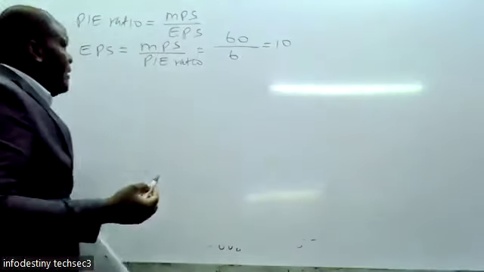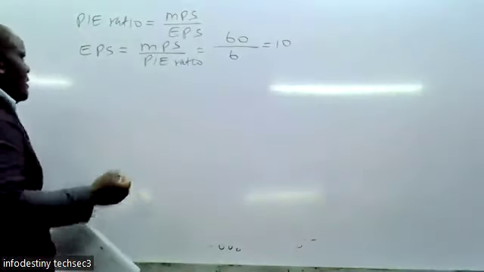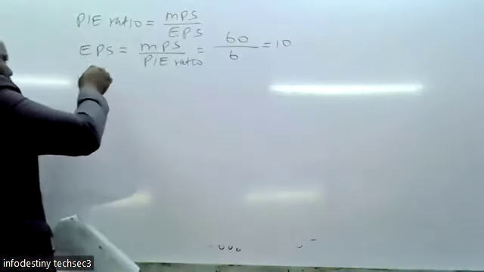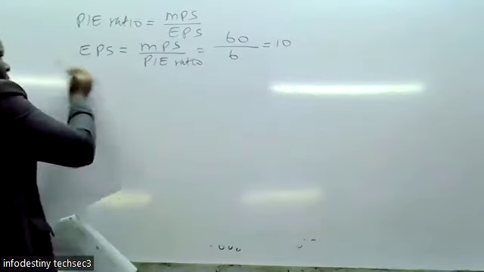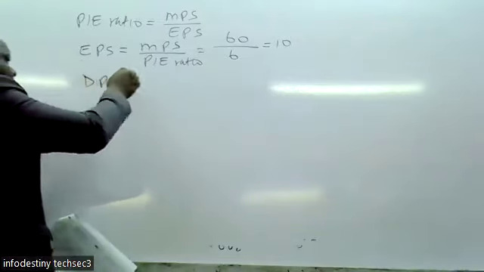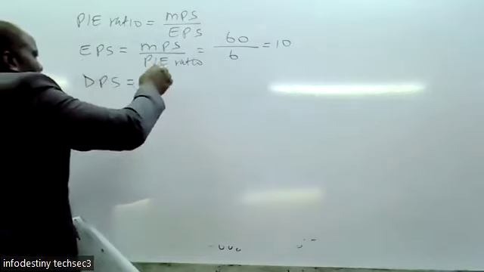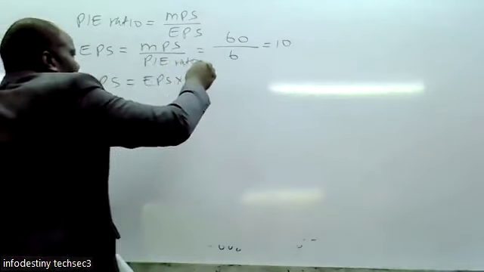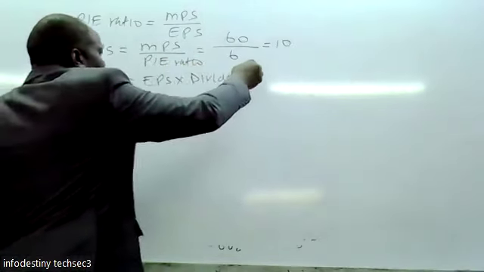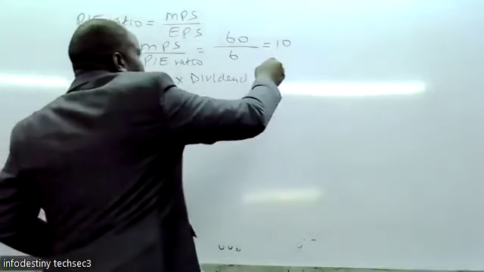So from there, we should now calculate the dividend per share. To calculate your dividend per share, it is the earning per share multiplied by the dividend payout ratio.